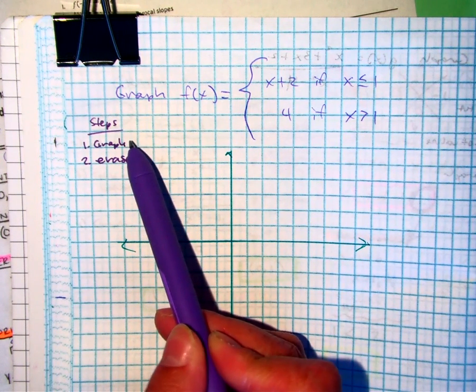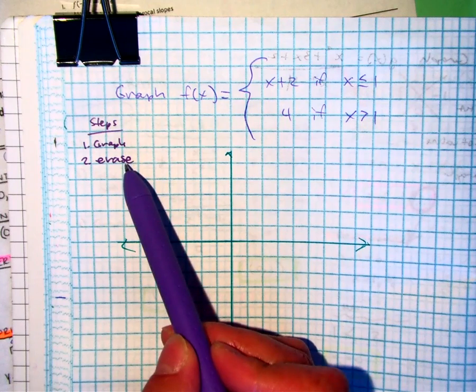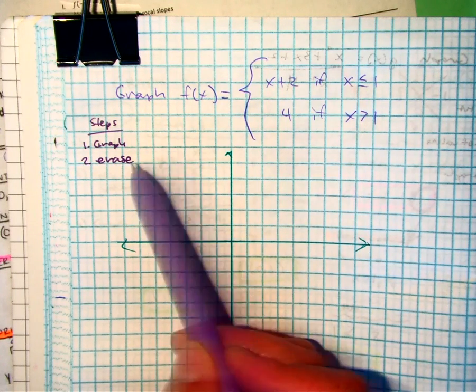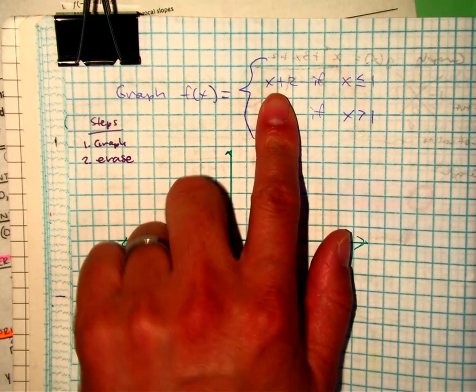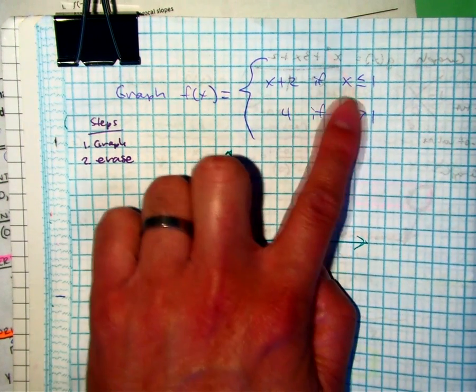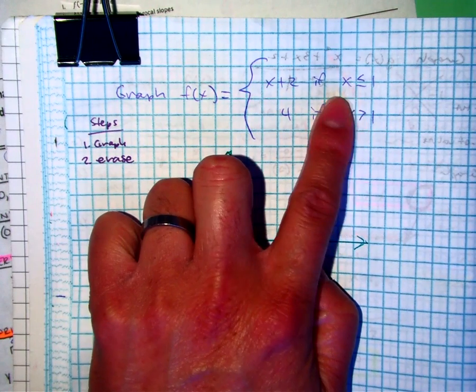Definitely recommend graphing it in pencil, and then we're going to erase it. We're going to erase certain parts it tells us not to. So let's go ahead and try that. The first one is x plus 2 if x is less than or equal to 1.